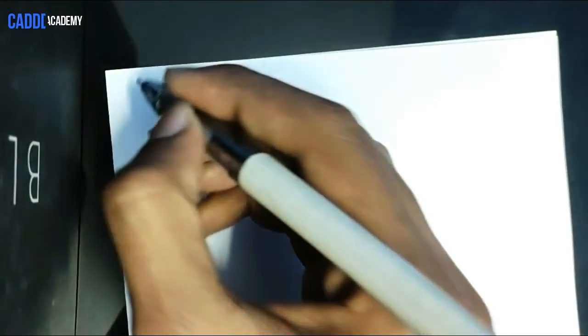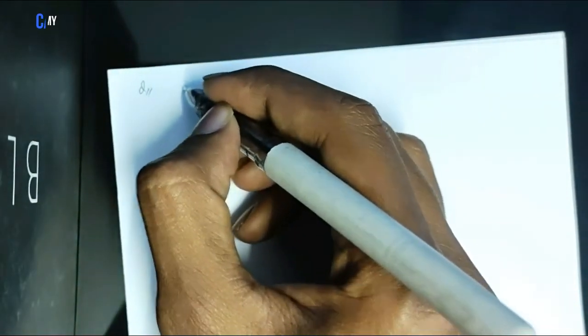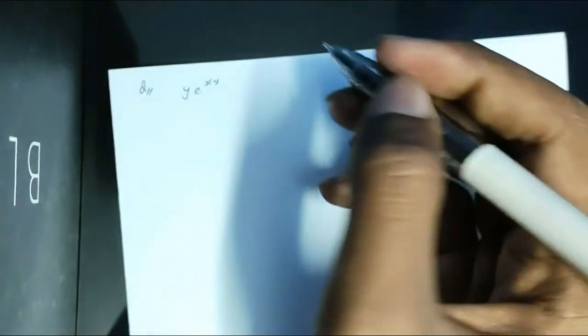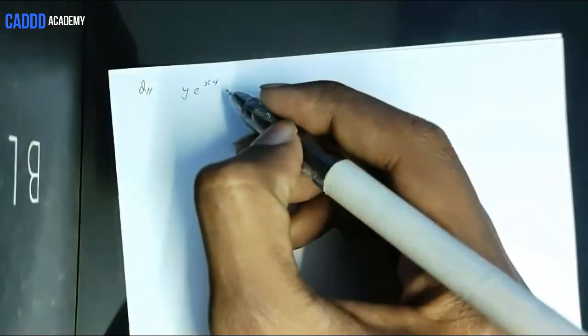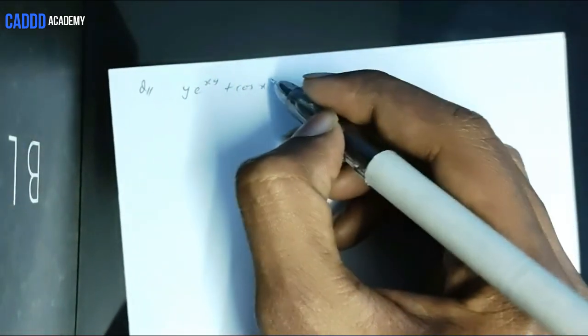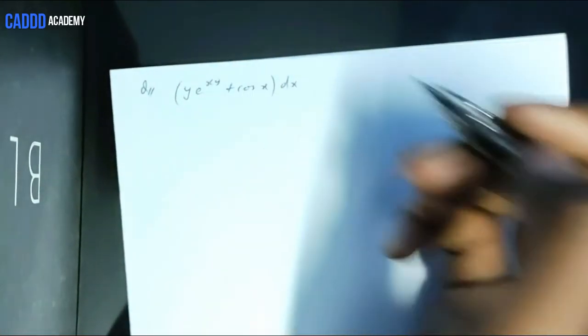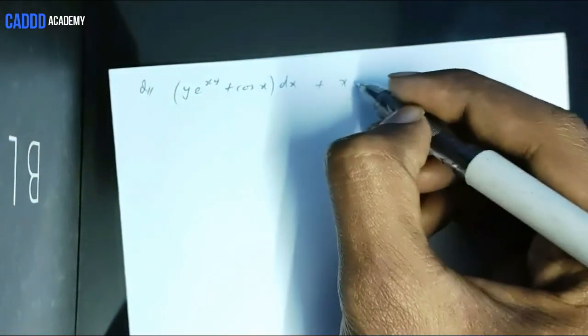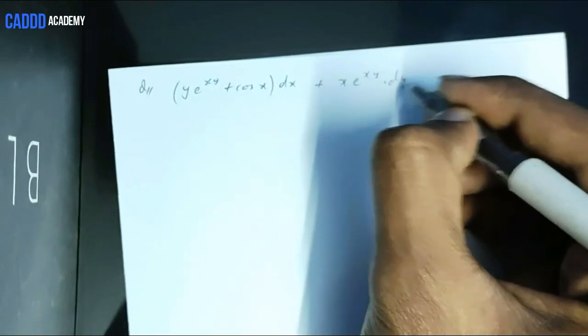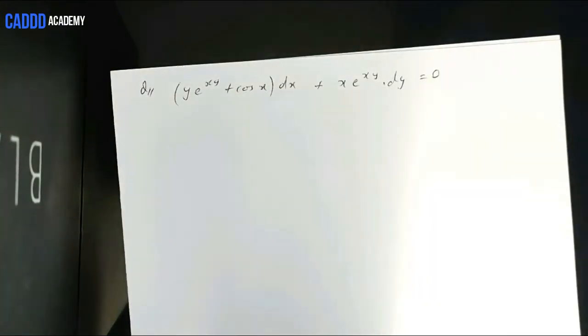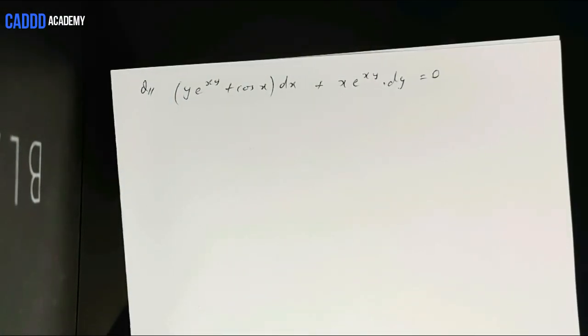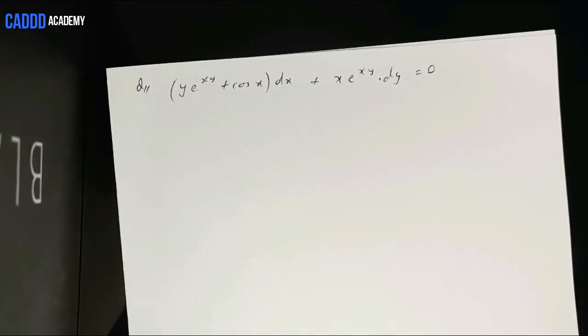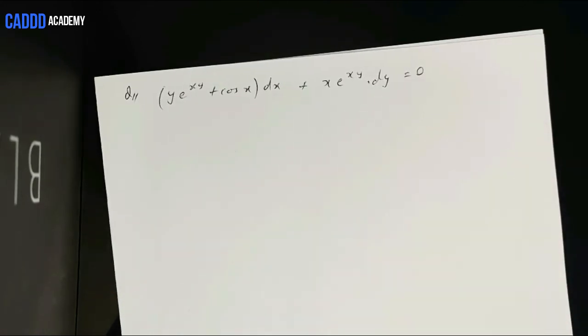Now taking another problem, which is (y e^(xy) + cos x) dx plus x e^(xy) dy is equal to 0. Now we will do the separation of variables, I am kidding. That is not possible here.